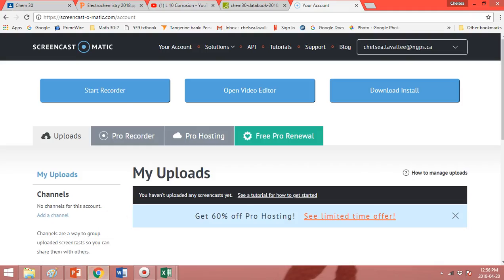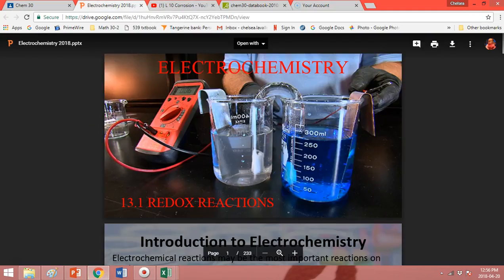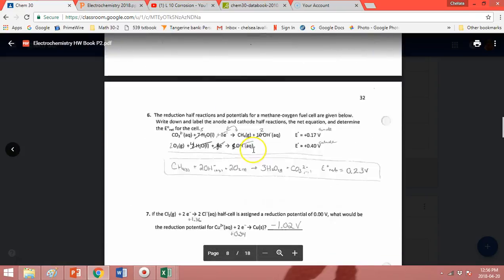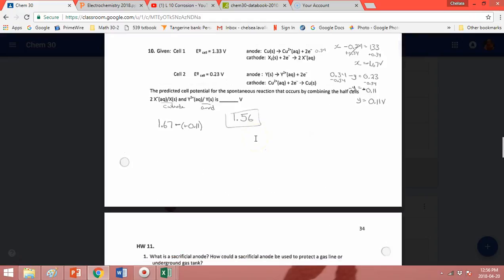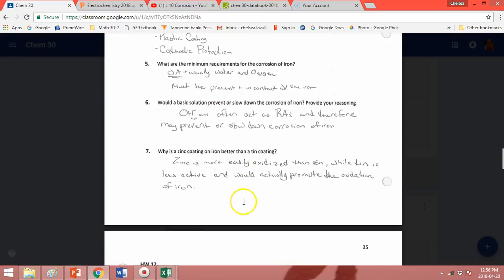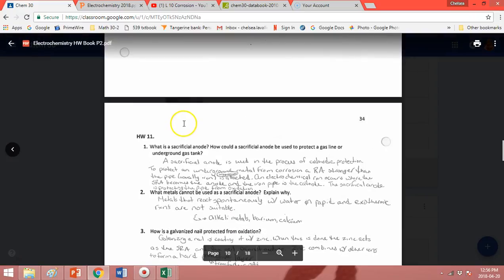Let's take a quick look at what the homework was. Finish up questions in homework 10 that you didn't do yesterday, and homework 11 you should be able to answer based off of what we just looked at.